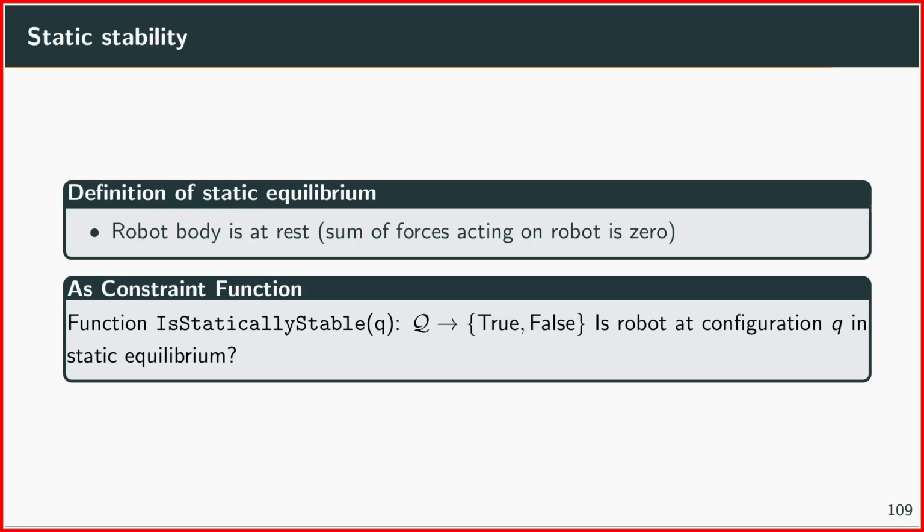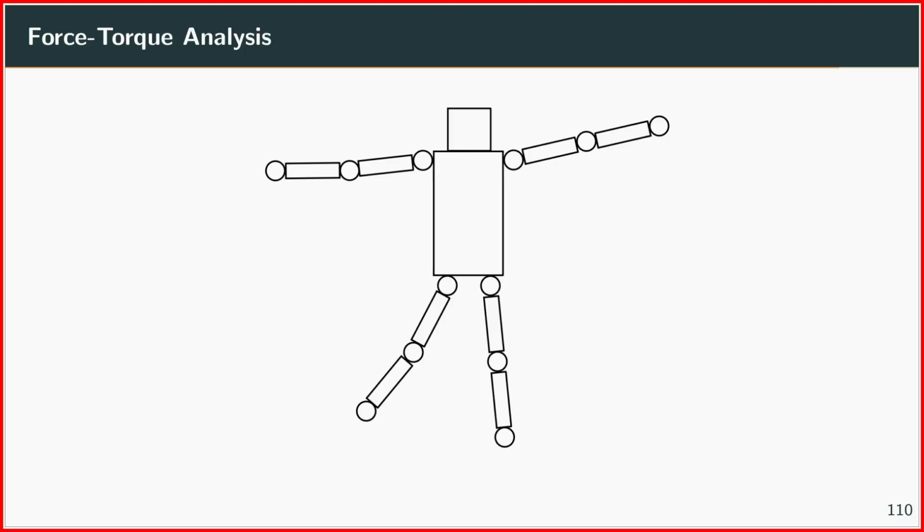And for that, we use this definition of static equilibrium, where we basically just say that the robot body is at rest when the sum of forces acting on the robot is 0. And as a constraint function, we take a function which tells us is statically stable, which is again in this formulation of our constraint functions, which tells us true or false, whether a robot at a specific configuration Q is in static equilibrium or not. And I just want to give you a small idea of how this actually is computed.